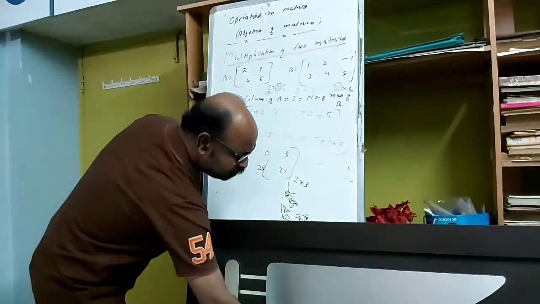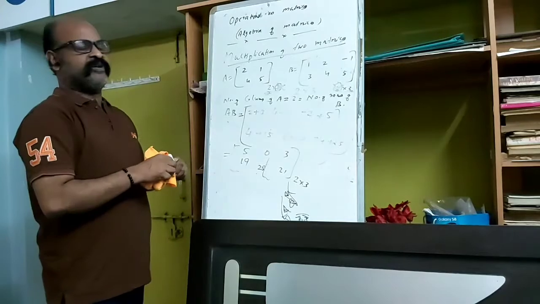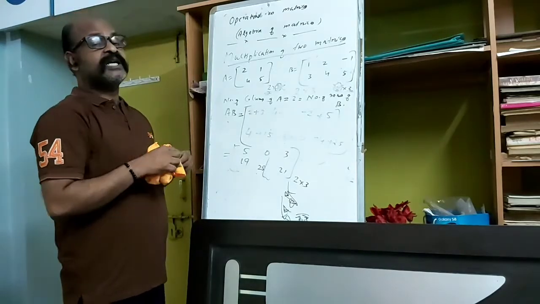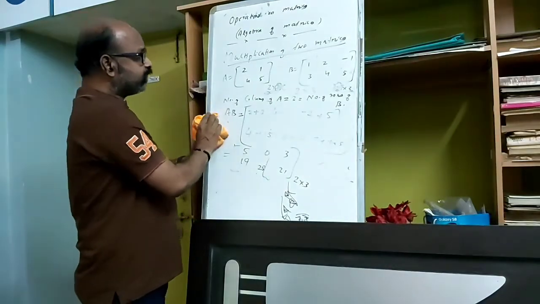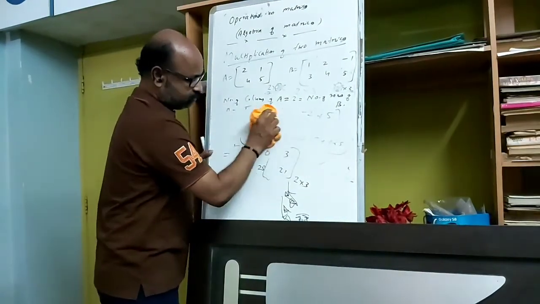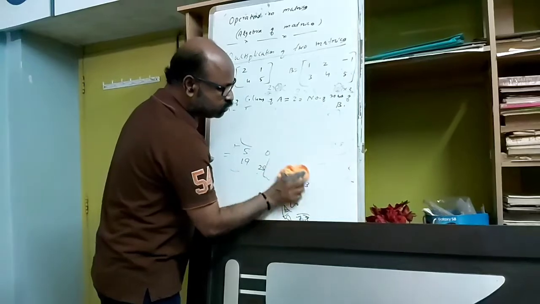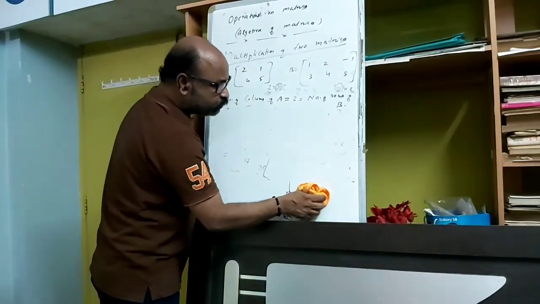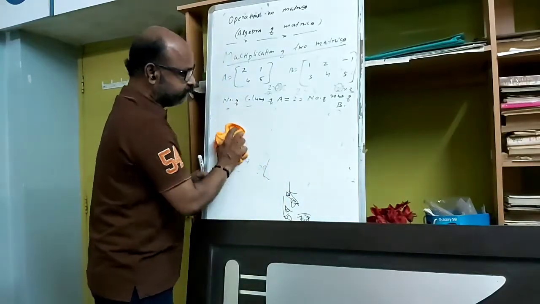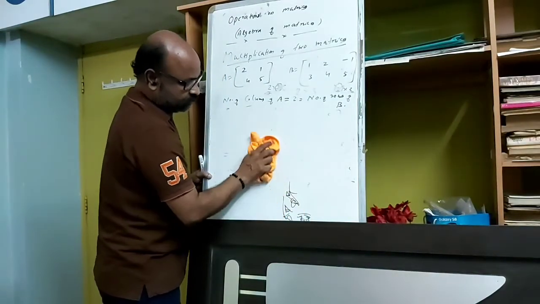So this way we come to the multiplication of 2 matrices. When we come to the multiplication of 2 matrices, the first thing to remember is that it is not possible to multiply any 2 matrices.